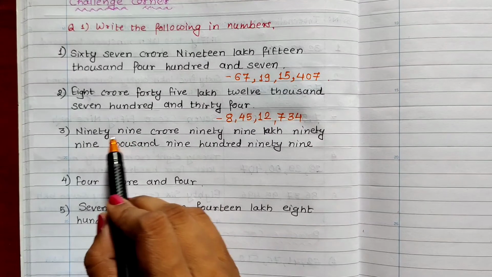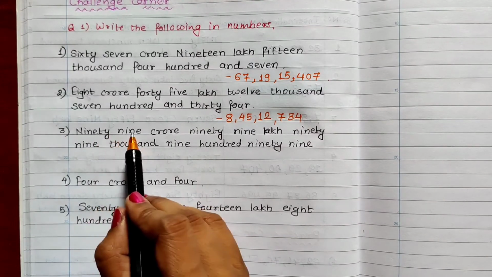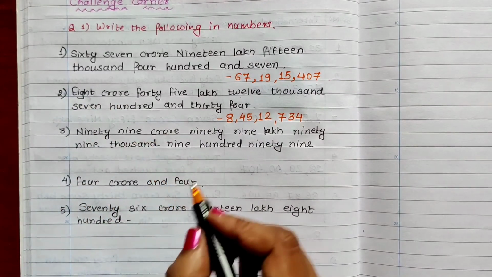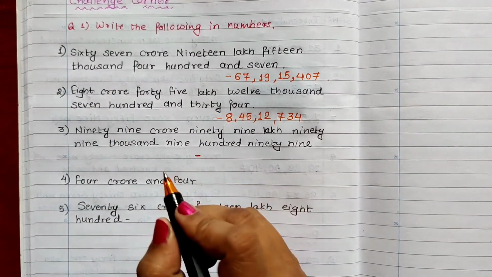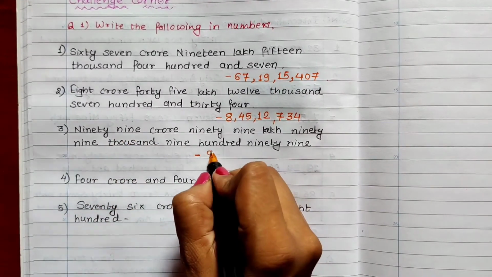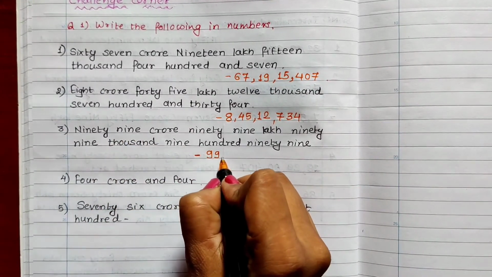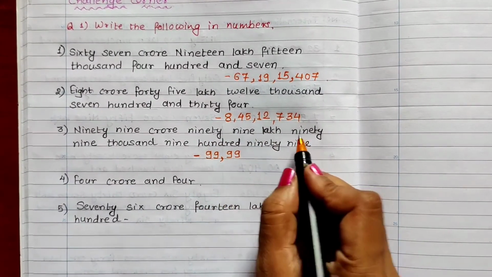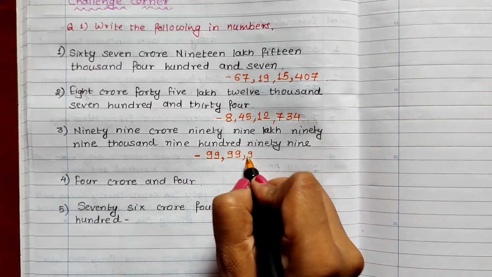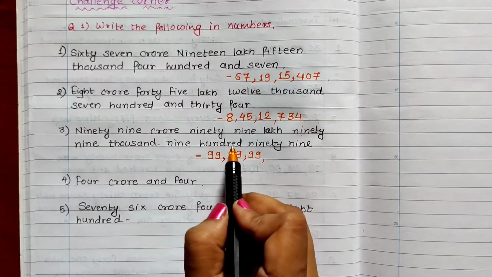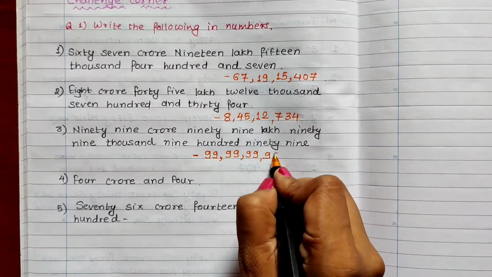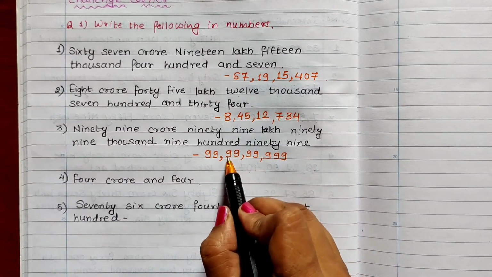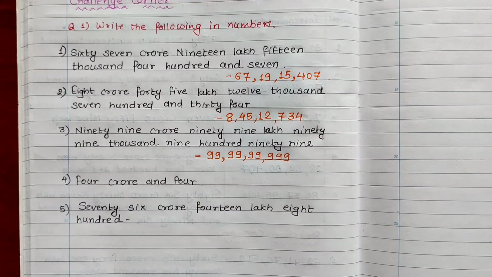99 crore. Now see, here the pair is there: 99, a pair of two digits. Earlier there was a single digit, 8 crore. Now 99 crore means this number should have 9 digits. So 99 crore. Then 99 lakh. 99,000. 999. Can you see how many digits are there? 1 2 3 4 5 6 7 8 9. 9 digits are there. Now let us go on to the next one.